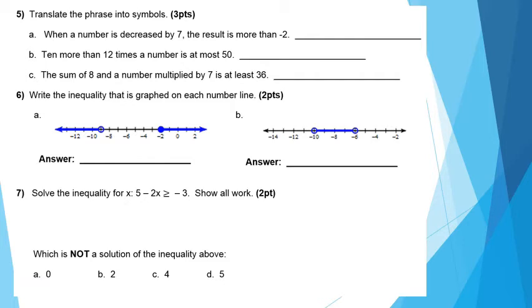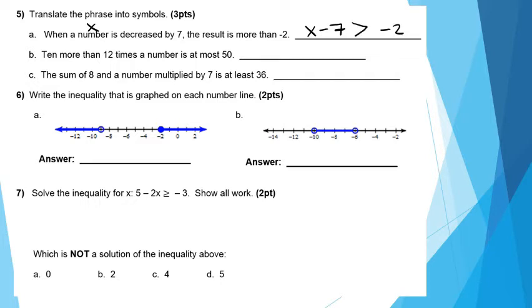Now we're going to translate these phrases into symbols. And so when you see a number, we're going to treat that as x. You could have used a different variable though as well. So when numbers decrease by 7, x minus 7, that makes a quantity, and that result is more than negative 2. So that is going to be greater than negative 2.